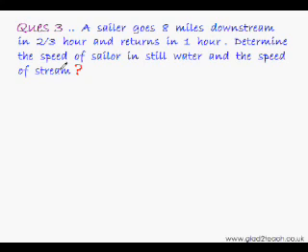So like we always do, let the speed of the sailor in still water be x miles per hour and the speed of the stream be y miles per hour.